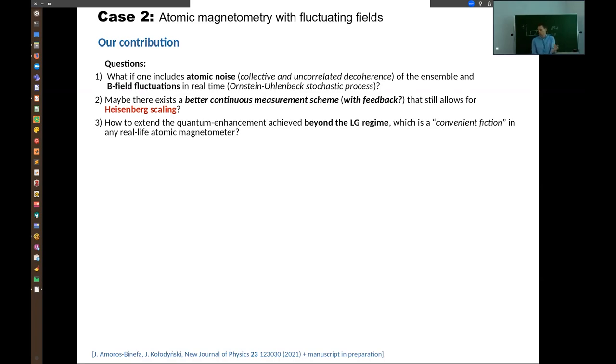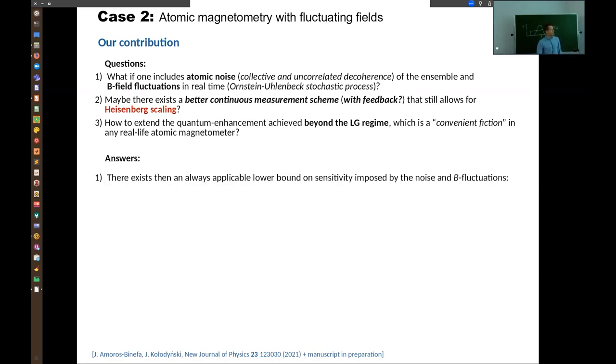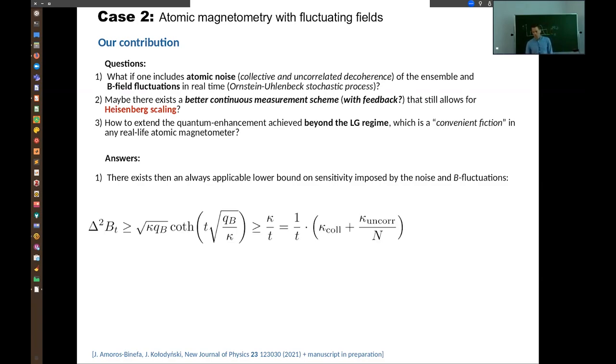You actually want the thing to rotate. This is not really what people would do. So these are our answers. First of all, we derived, really based on quantum information theory, a bound that tells you that no matter what you do, no matter what state you prepare the system in, the error that you achieve needs to obey such an equation. And in particular, here you have the strength of atomic noise, this kappa.